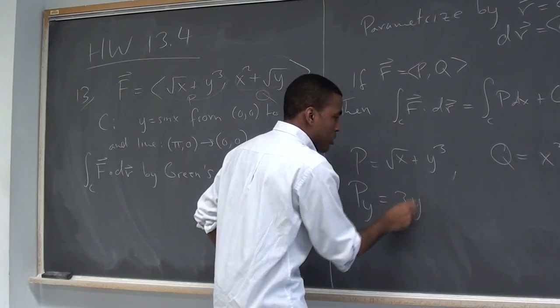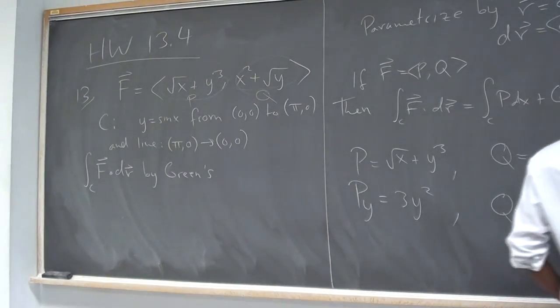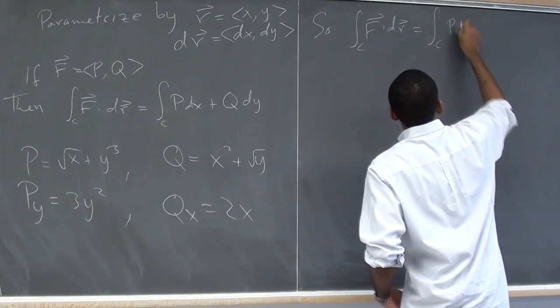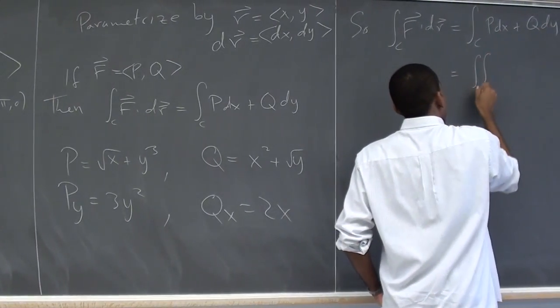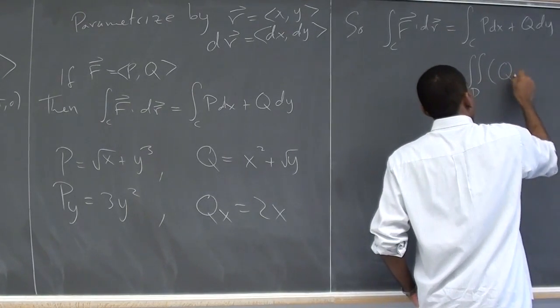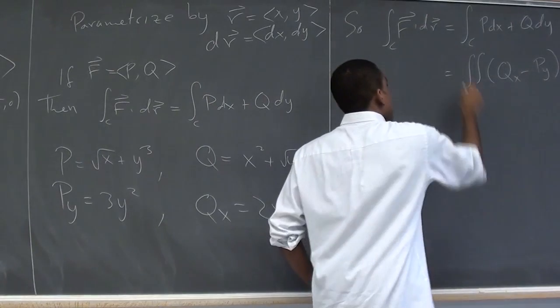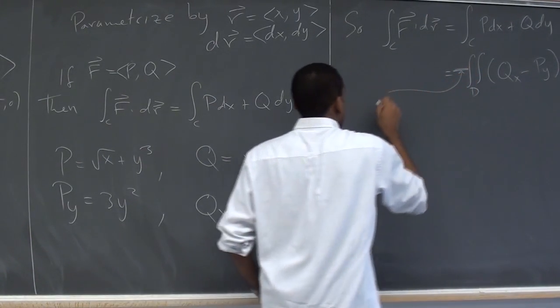P with respect to y is 3y squared, Q with respect to x is 2x. So we know that the integral of F dot dr is equal to the integral of P dx plus Q dy, which is equal to the double integral over D of Qx minus Py dA. And in this case, we're going to have a negative because we're moving clockwise.